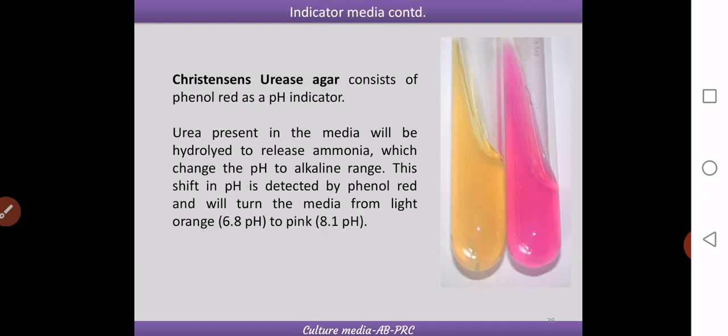Here is a media which contains an indicator. Christensen's urease agar consists of phenol red as a pH indicator. Of course, you know what a pH indicator does from the examples we already discussed, MCA and EMB. Urea present in the media will be hydrolyzed to release ammonia, which we know will change the pH into alkaline condition. This shift in pH will be detected by phenol red and will turn the media from light orange to pink color, or from yellow to pink color.